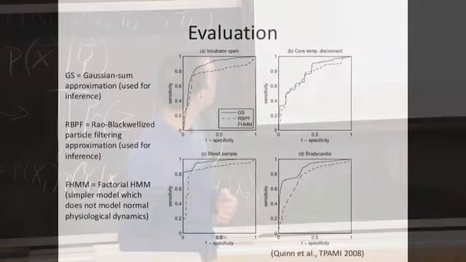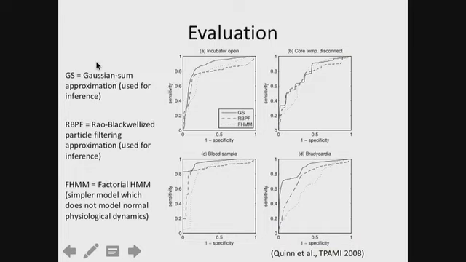The first approximation is based on what they're calling a Gaussian sum approximation, and it's a deterministic approximation. The second approximation is based on a Monte Carlo method. And what you see here is that the Gaussian sum approximation is actually dramatically better. So for example, in this blood sample one, the ROC curve looks like this for the Gaussian sum approximation, whereas for the Monte Carlo approximation, it's actually significantly lower.